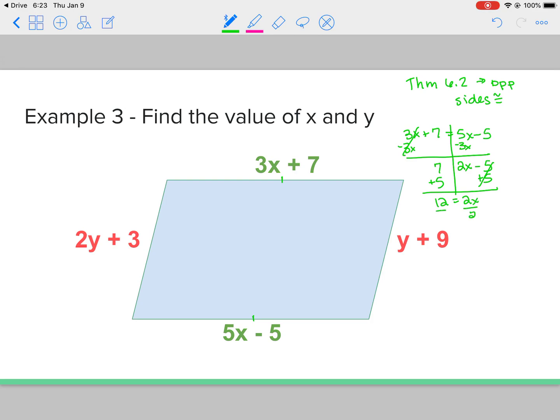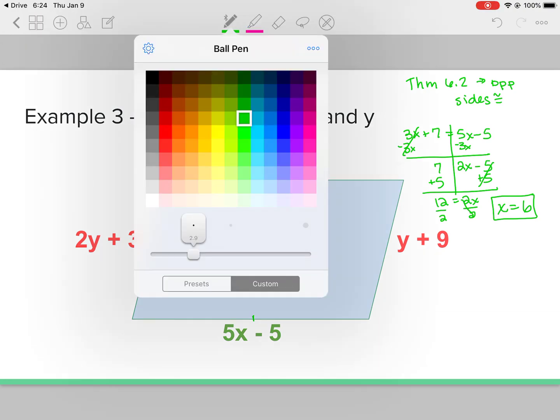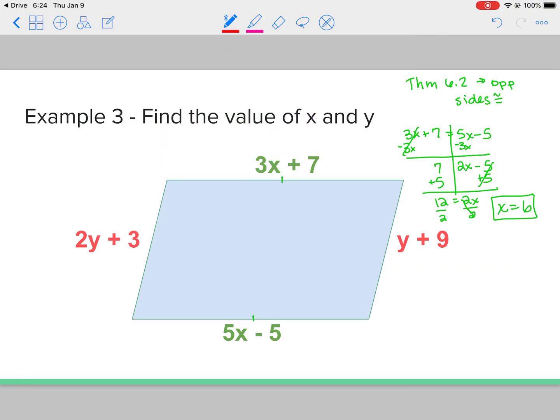I'm going to divide by 2. And I get 12 divided by 2, so x is 6. So the value of x is 6. And that's the number that if I plug into both sides will make them equal. To find y, I'm going to do the same thing because those are set up as opposite sides. So they will also be congruent.